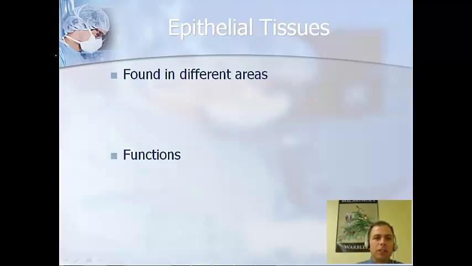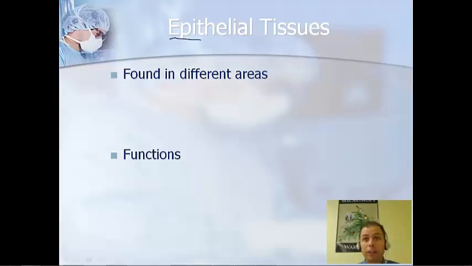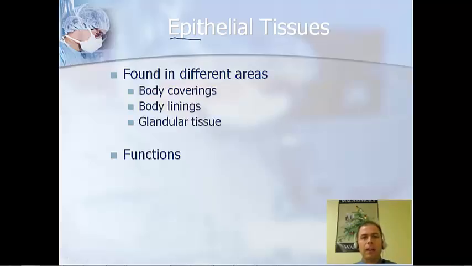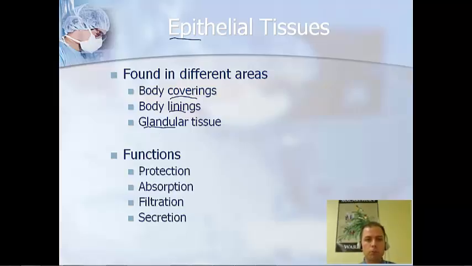So to begin with epithelial tissue, I want you to consider the root epi as meaning above or upon. That's right, your roots are paying off here. Above or upon what? Well, think about the areas where we're going to find this. Above or upon the body, so you might think your skin as a covering. Linings of the body, so internal coverings, epithelial tissue. And lastly, glandular tissues. And so far you might be linking up the word gland with secretions. Well, secretions as well as protection, absorption, filtration, those are all key functions of epithelial tissue in general.